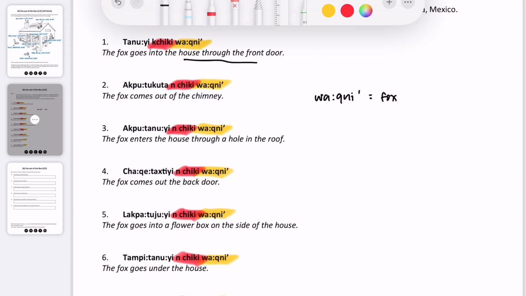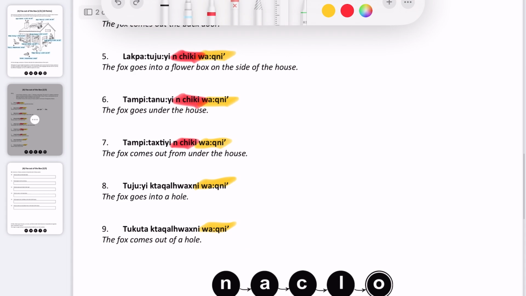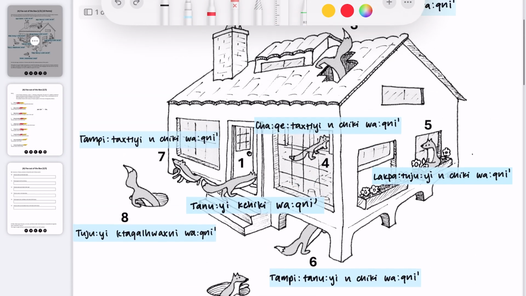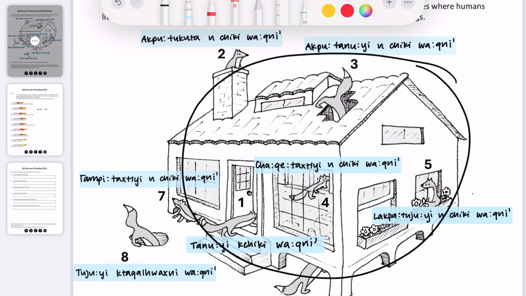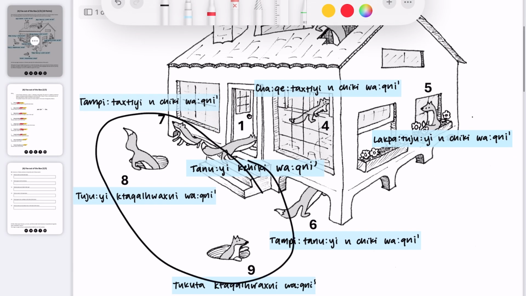There's the house, there's the chimney, the hole in the roof, the back door, the flower box. So yeah, all of them are related to the house, and then the ones down here that don't have it, they're not related to the house. And if we go back, we can see that all of the first 7 are within the house, as you can see, and then the last 2 sentences are outside of the house.